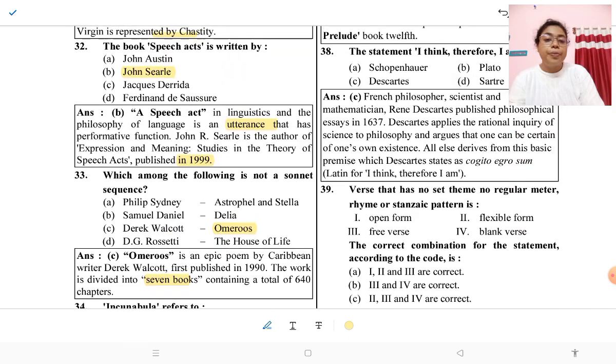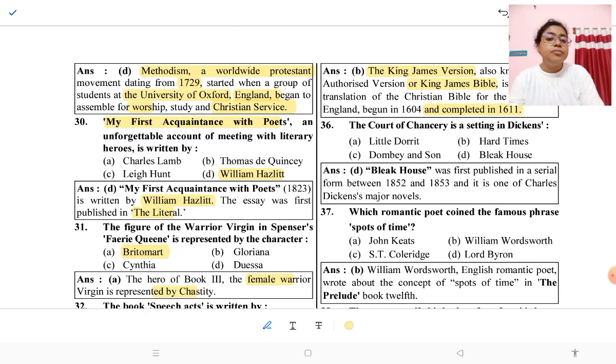Then, the Court of Chancery is the setting in Dickens's Bleak House. It was first published in serial form between 1852 and 1853, and it is one of Charles Dickens' major novels.